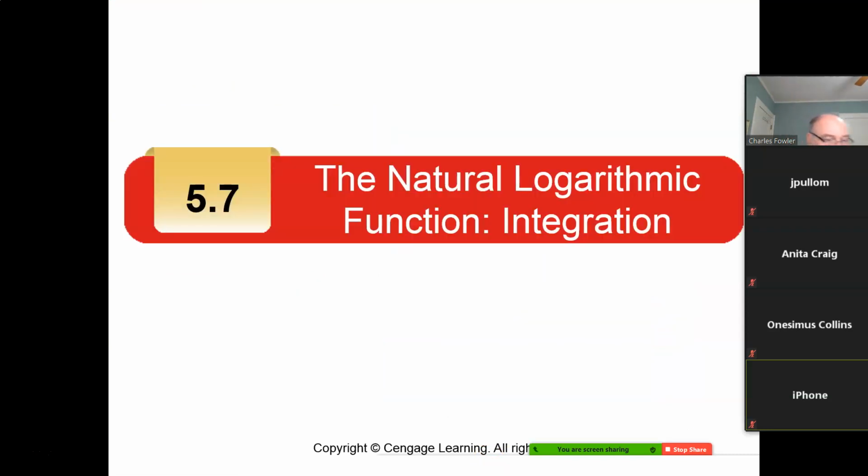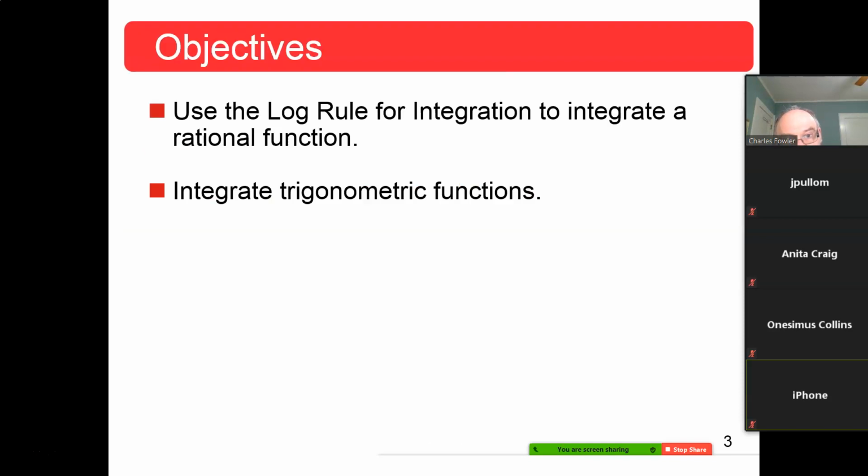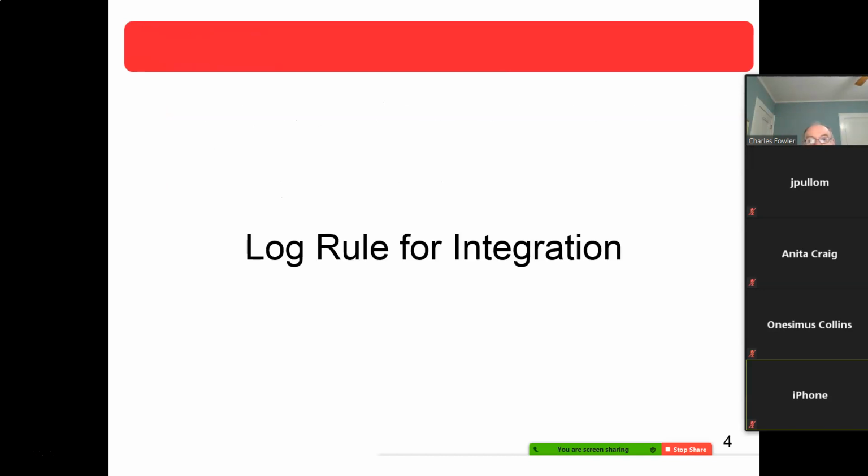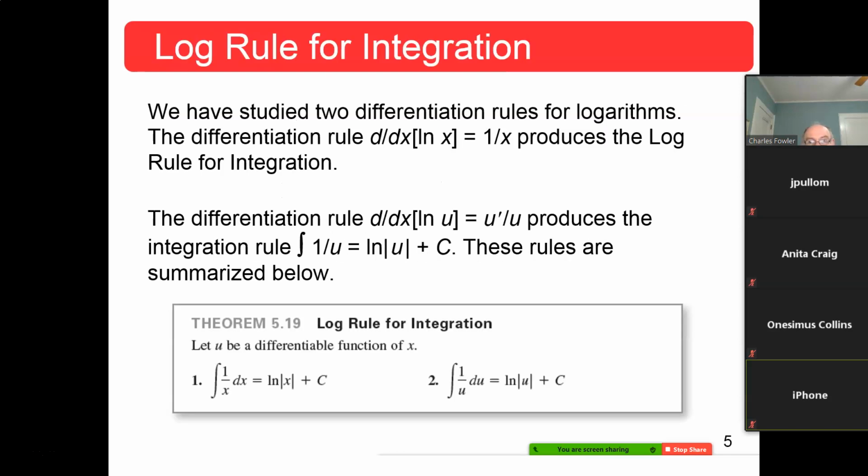Okay. 5.7 is dealing with the natural logarithmic function and integration. It almost feels like we've been dealing with this already, but possibly not in an integration type rule. Let's see what they mean. Objectives here are to use the log rule, which we haven't decided for integration, to integrate a rational function. And we'll integrate some trigonometric functions because guess what? They can often be expressed as rational functions. So what is the log rule for integration?